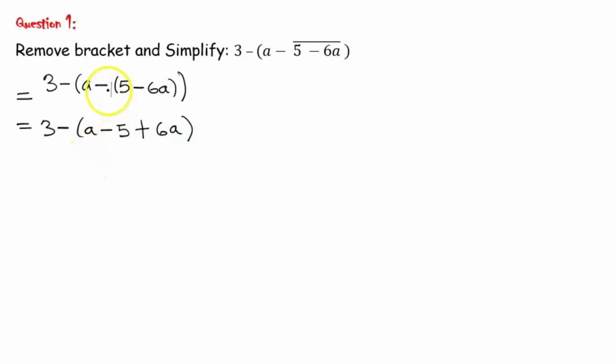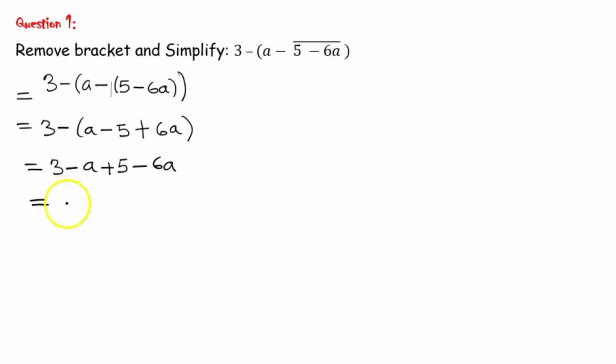Let's go again. This is minus 1 times 5, gives us minus 5. Minus times minus is plus. 1 times 6a gave us 6a. All right. So the next thing to do is to look at another minus, assume it is minus 1. It's going to multiply through this bracket again. So you are going to have minus a plus 5 minus 6a. So this is what you are going to have.